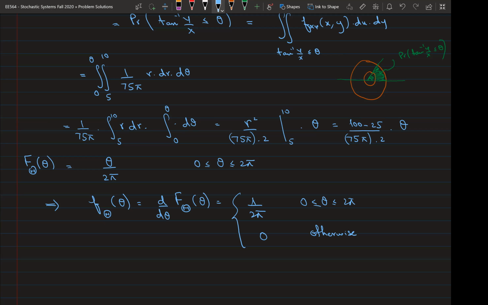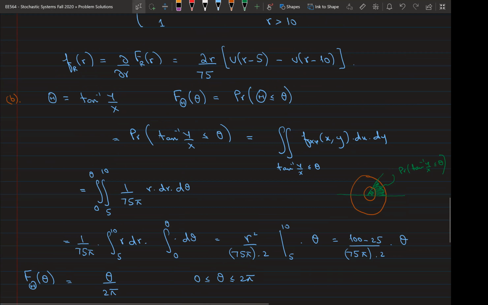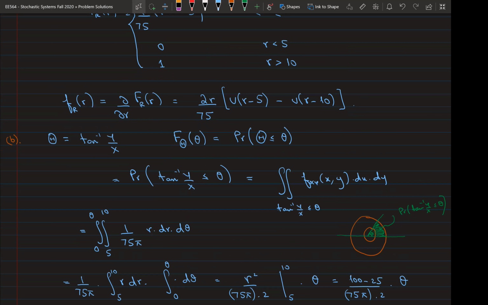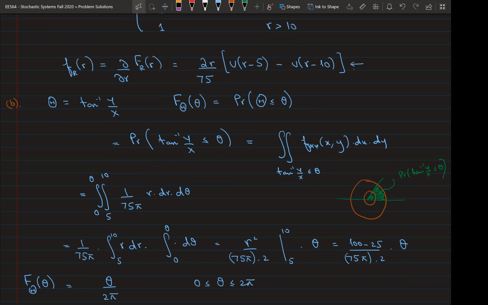On the other hand, r, let me go back. So r is this distribution here. Okay, so r is not uniform, it is only distributed between 5 and 10, and has a sort of a ramp, if you will, a ramp PDF. Okay, right. So that was problem number 5.